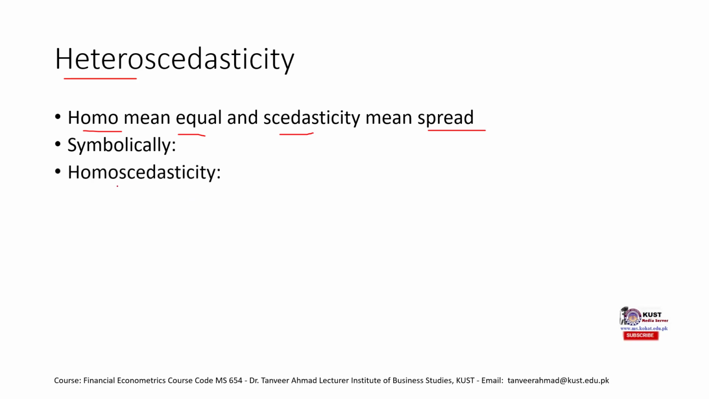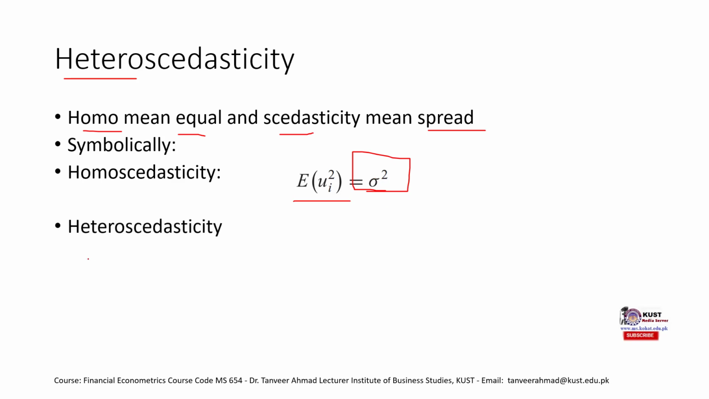So symbolically, when we have homoskedasticity, then we would say the expected value of the error term squared would be equal to sigma square. The sigma square stands for the variance. And heteroskedasticity is represented symbolically as sigma i square. So the difference is in the subscript. When we have homoskedasticity, we do not have the subscript, and when we have heteroskedasticity, then we have a subscript of i. And what does this subscript mean?